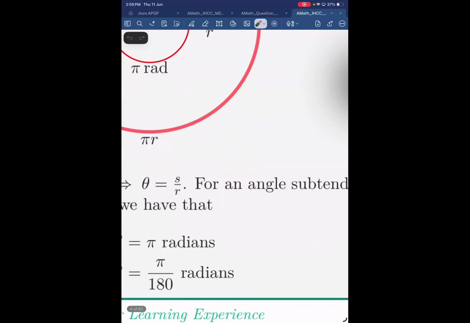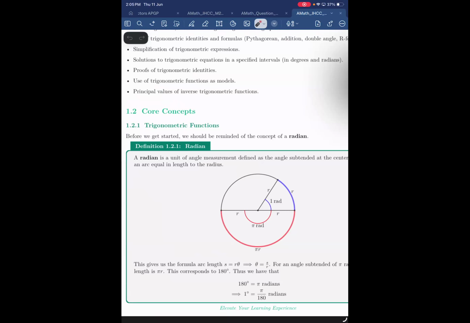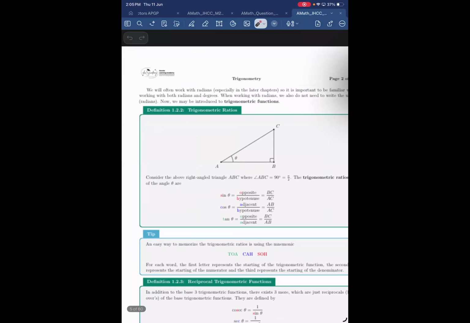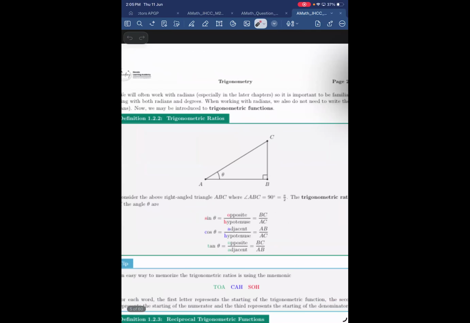1 degree is pi over 180 radians. Then you can also convert the other way around to find how many degrees is how many radians. So be familiar with the conversion process. As I mentioned, you should be able to work with both.